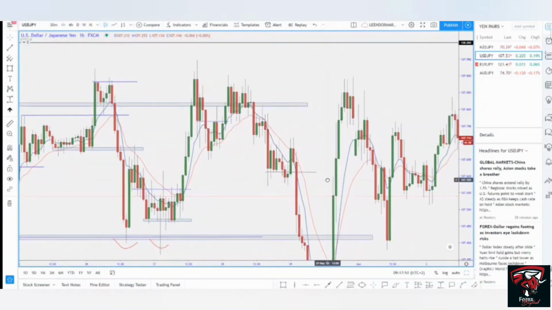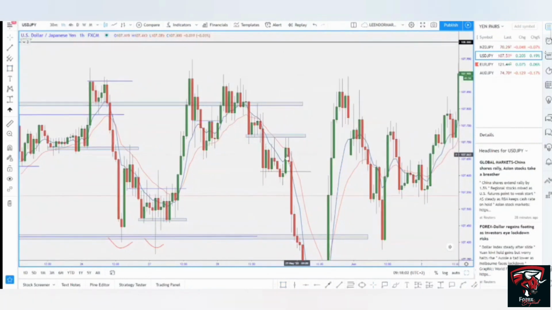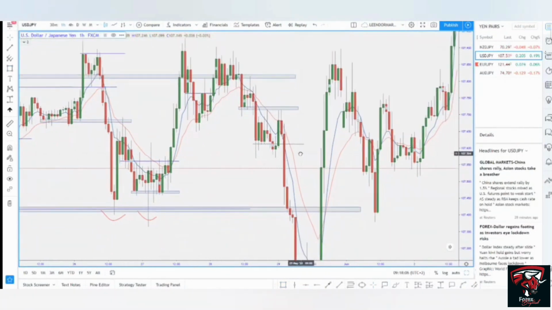So using all wicks obviously. And again, I'm going to mark out this area to understand what can potentially happen in the future as well. So look at how we actually came and spiked that level, then we did see a major drop on this pair.